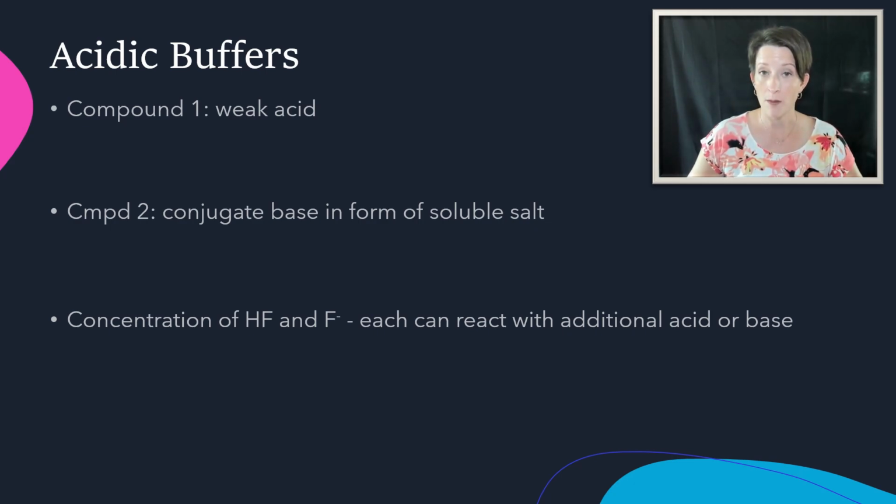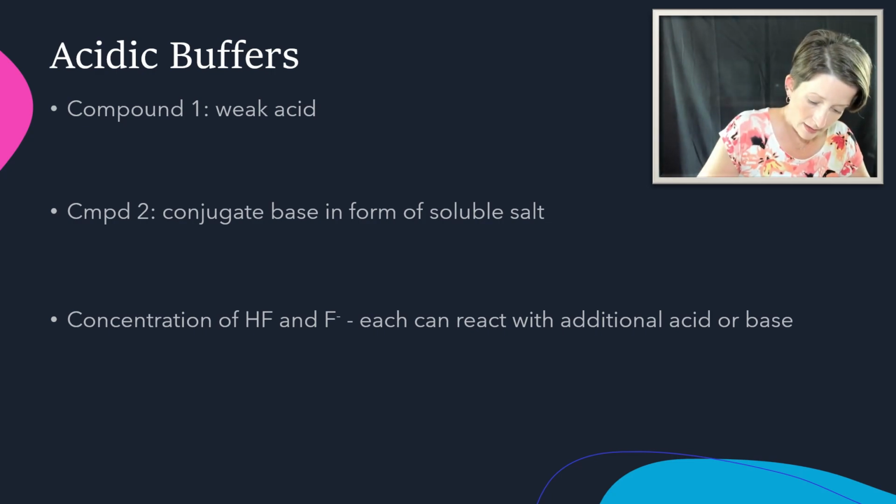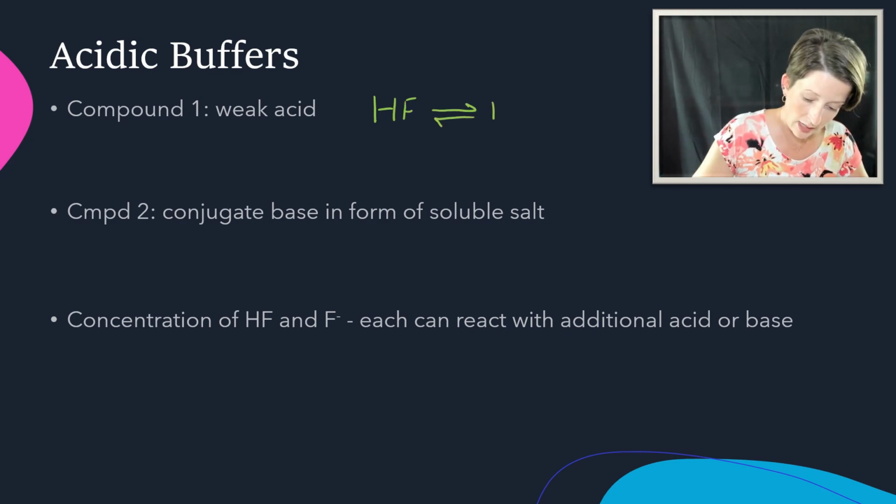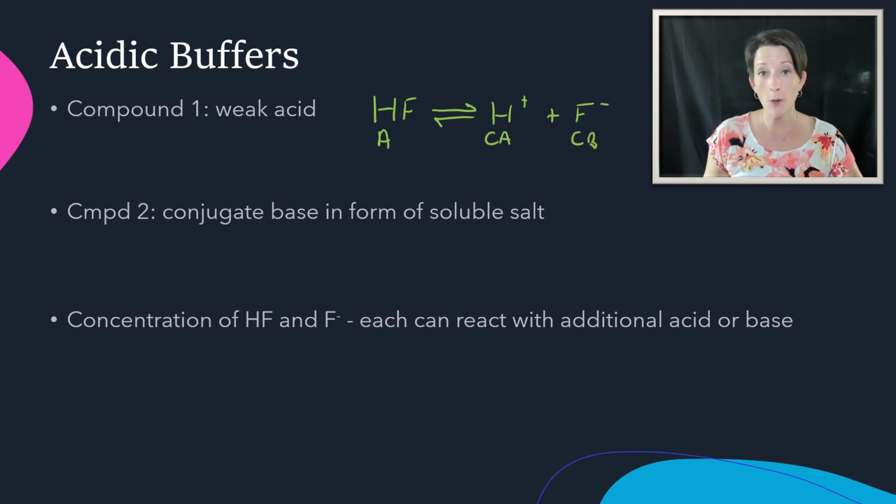So first, compound 1. What makes an acidic buffer is the presence of a weak acid. If we have our weak acid, like hydrofluoric acid, it will dissociate in water into hydrogen ions and fluoride ions. So we have our acid, and then we've got our conjugate acid and our conjugate base. If you go back to the chart of the strengths of acids and their conjugate bases that we have used before, we can figure out where the reactants are being favored in this equilibrium reaction. Because F- is a stronger conjugate base, it's going to favor the HF.